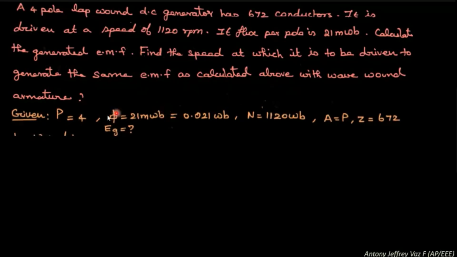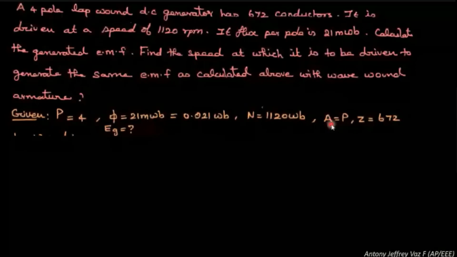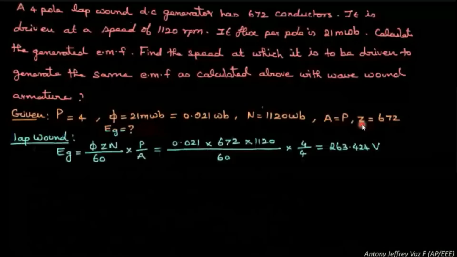So the given are poles is equal to 4. Flux is 21 milliwebers, which you're going to convert into Weber. So you are going to put 0.021 Weber, and speed is 1120 rpm, and A is equal to P because it is lap wound, and Z is 672. So you need to find the generated EMF.